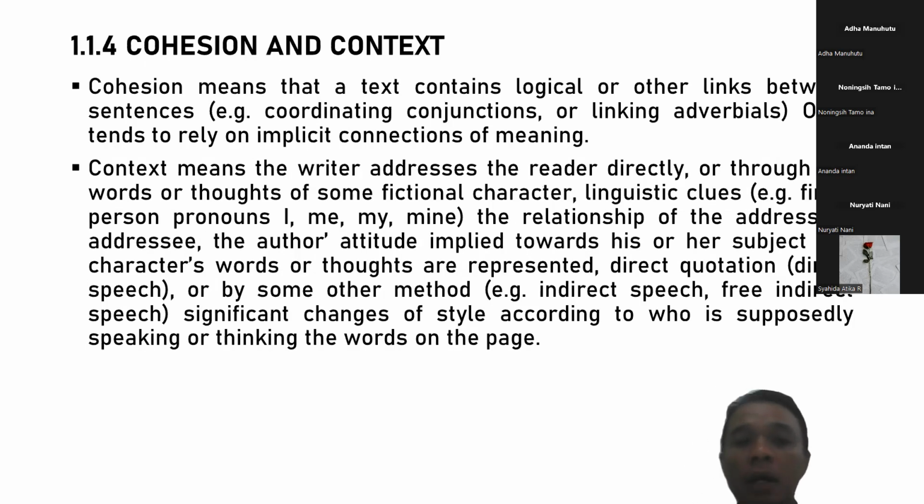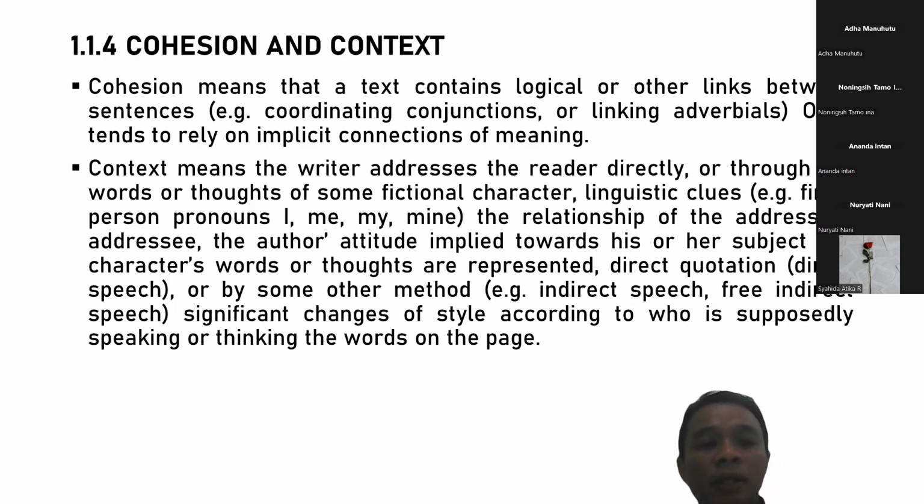And then we have cohesion and context. Cohesion means that a text contains logical or other links between sentences. For example, coordinating conjunctions or linking adverbials. Or it tends to rely on implicit connections of meaning. Once again, cohesion is regarded when a text contains logical or other links between sentences. For example, coordinating conjunctions or linking adverbials.